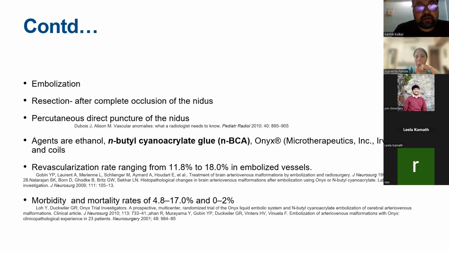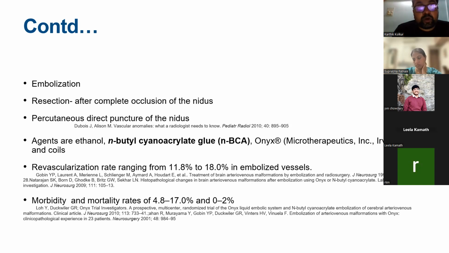So most commonly, N-butyl cyanoacrylate glue has been used previously in the literature, and in practice also, for glue embolization. And as a complication, we should see post-embolization revascularization rates, which range from almost 12% to 18% in the embolized vessels. So these are the complications which one should expect after embolization.